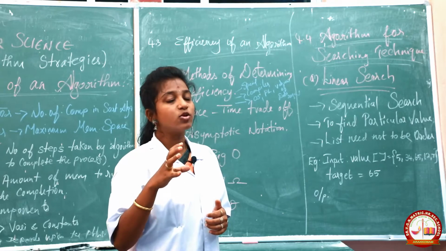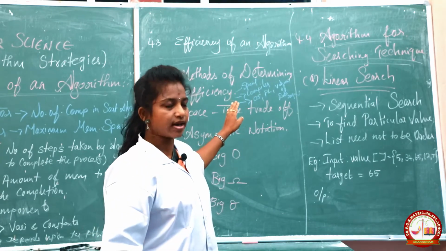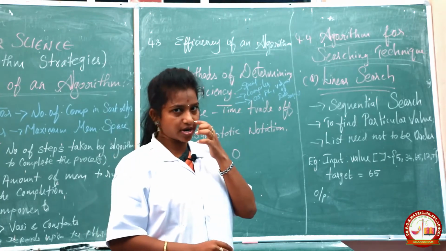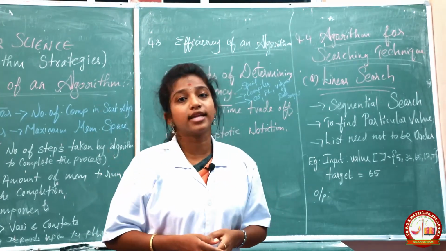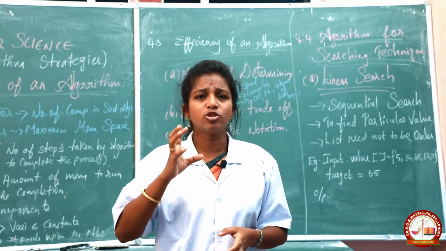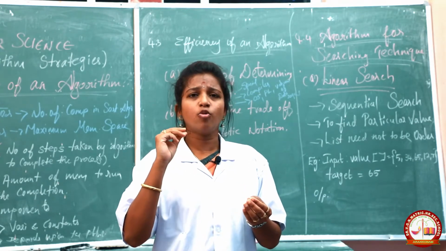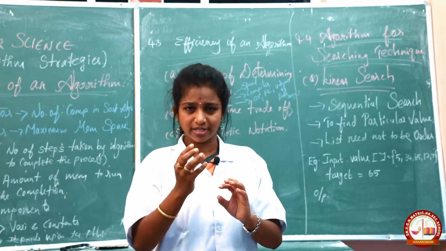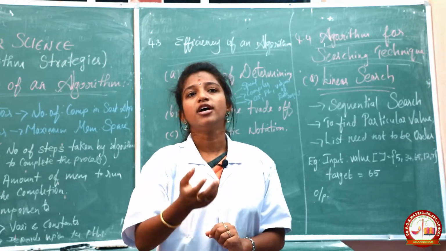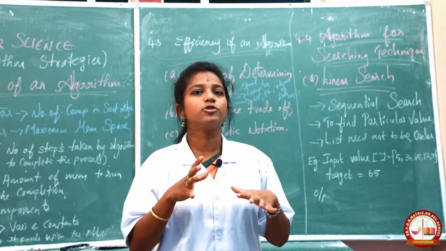So these are the things involved in determining the efficiency of an algorithm. And then the time-space trade-off. Already I said that the time-space trade-off depends upon what is needed, whether we get the output within seconds. So these are the things which are involved in it.